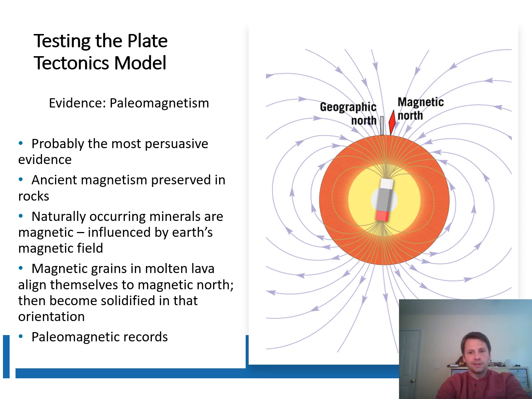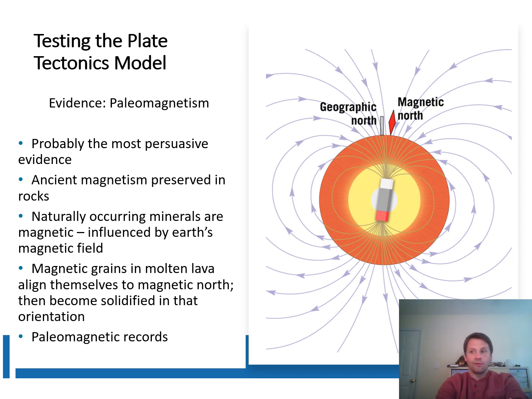Our geographic north doesn't change. It's what we identified socially as being north, but it's always in the same position. But our magnetic north does change a bit, though they're generally located, for the sake of argument, in the same general area, right? So the evidence supporting plate tectonics, this is probably the most important piece of evidence that we have. It's just the idea that magnetism itself is preserved within our rock structure.